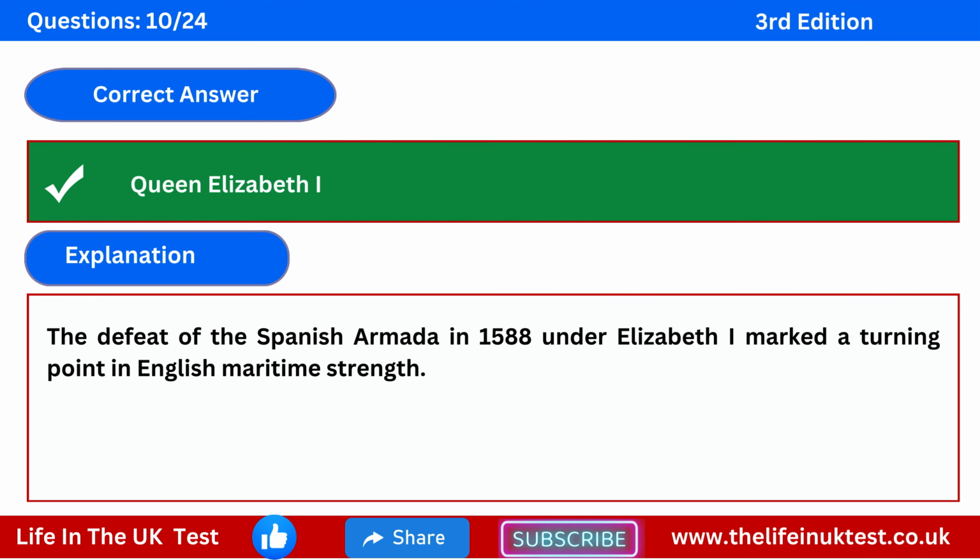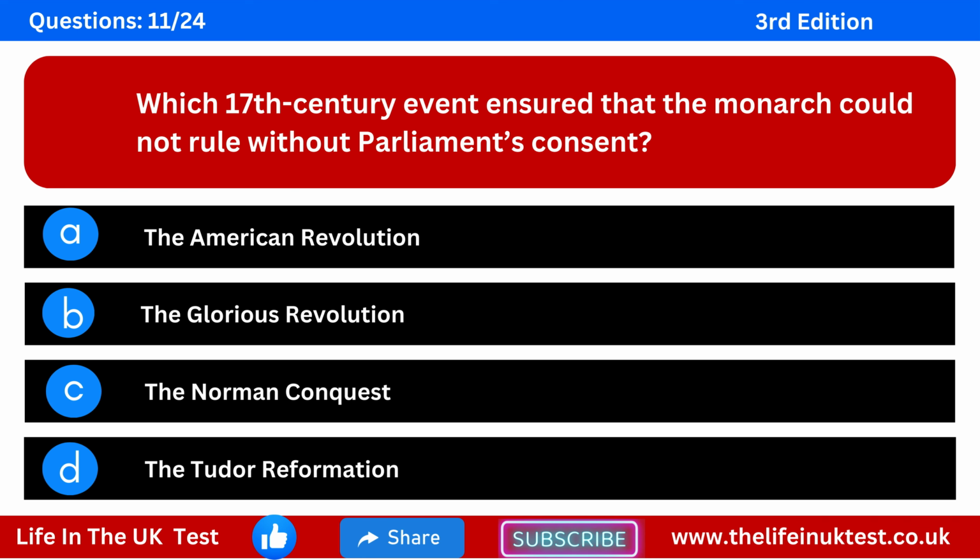The correct answer is Queen Elizabeth I. Explanation: the defeat of the Spanish Armada in 1588 under Elizabeth I marked a turning point in English maritime strength. Question 11. Which 17th century event ensured that the monarch could not rule without Parliament's consent?